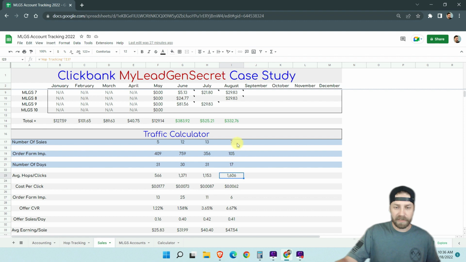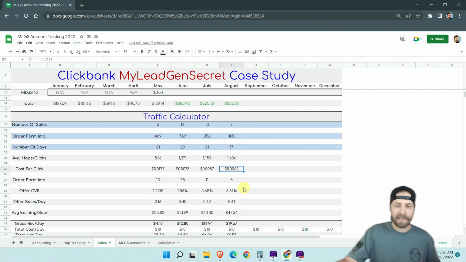Based on these monthly values, I'm able to calculate that it's costing me just under a penny. So 6/10 or 3/5 of a penny, 0.006. So just over half a penny per click.